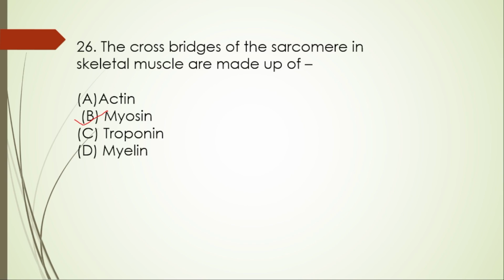In skeletal muscles, what happens? The sarcomere contains two main types of filaments, that is thick filament and then thin filament. Myosin is the thick one. Okay, myosin is the thick one, whereas its heads form what? Cross bridges by binding to specific sites on the actin filaments during what? Muscle contraction.